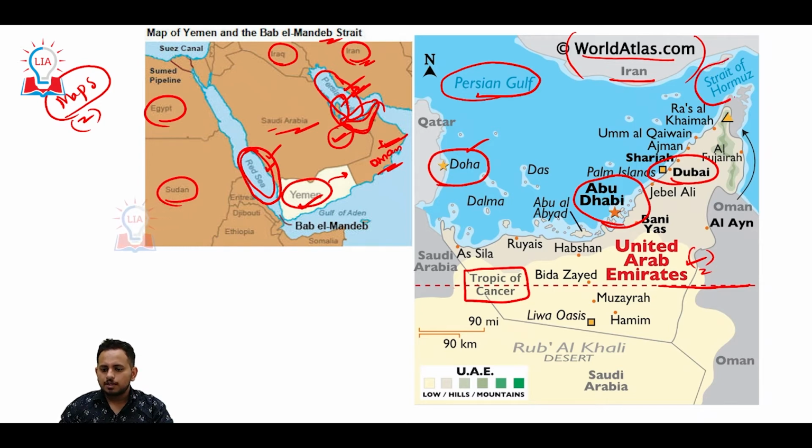And the one more thing is Strait of Hormuz. This is the Strait of Hormuz. Okay, you should know where the Strait of Hormuz is. This strait is Bab el Mandeb. This is the port, Bab el Mandeb. Do not get confused with Strait of Hormuz and Bab el Mandeb.